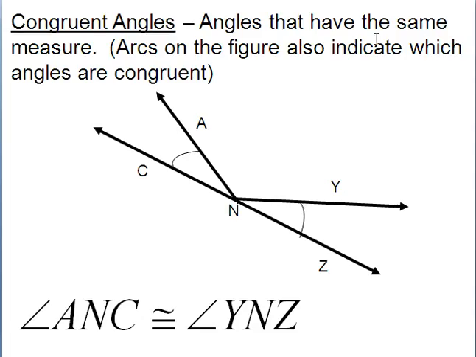Congruent angles are angles that have the same measure. Notice the little arcs drawn on the figure also indicate that these two angles are congruent. So, given this diagram, angle ANC is congruent to angle YNZ. They happen to share a common vertex, but they don't have to. Congruent angles can be adjacent, connected, share a vertex, or they could be separate.